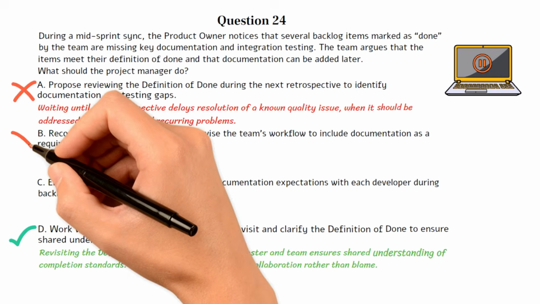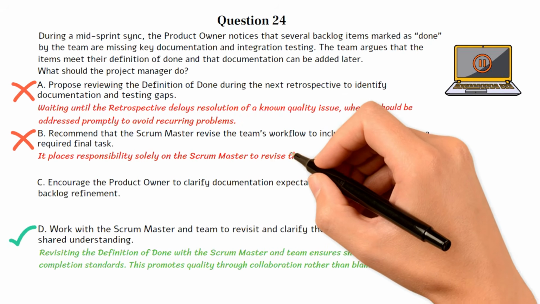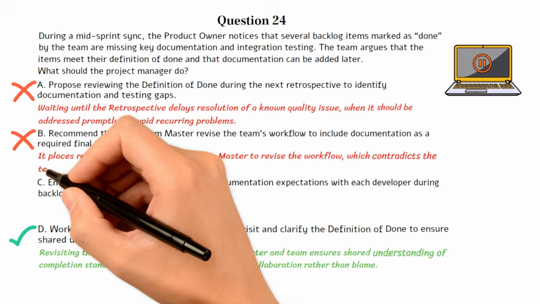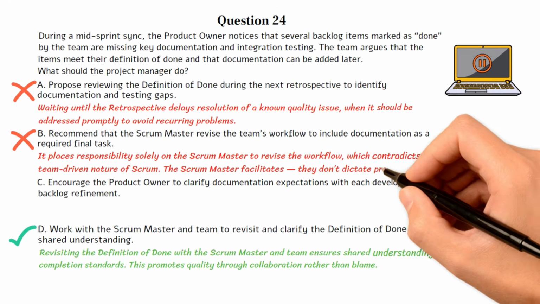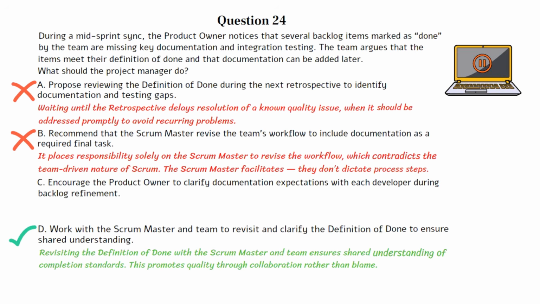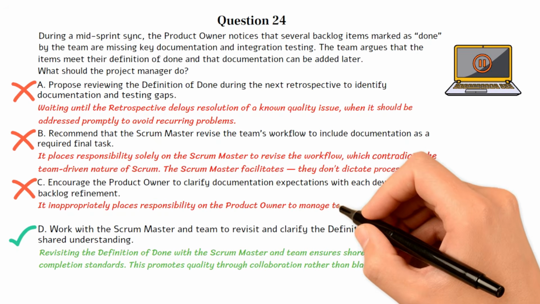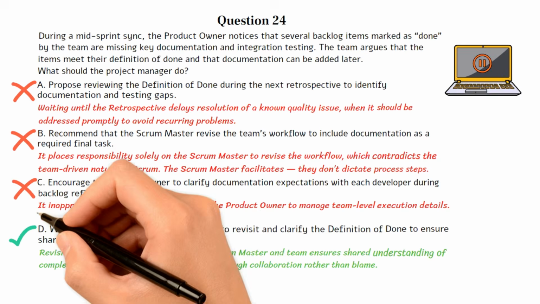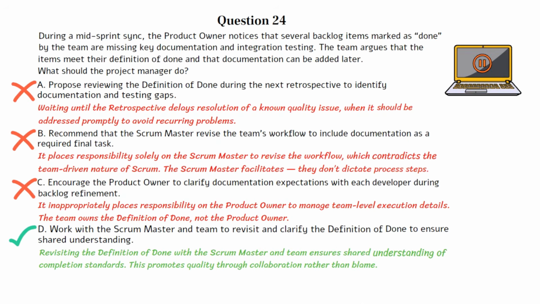Choice B is incorrect. It places responsibility solely on the Scrum Master to revise the workflow, which contradicts the team-driven nature of Scrum. The Scrum Master facilitates, they don't dictate process steps. Choice C is incorrect. It inappropriately places responsibility on the product owner to manage team-level execution details. The team owns the definition of done, not the product owner. Let's move on to the next question if you're ready.